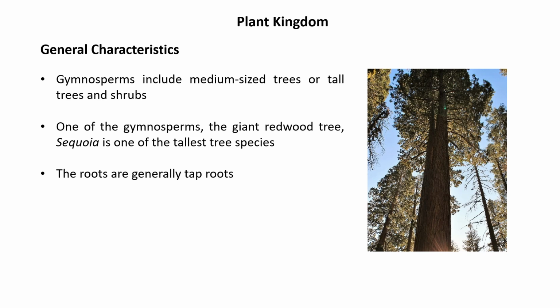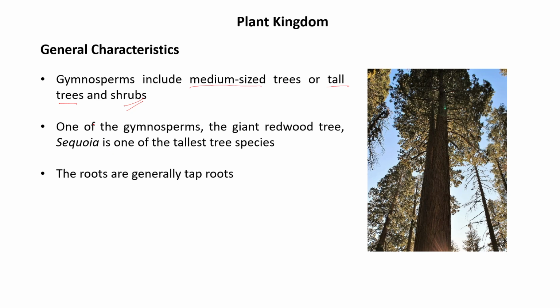So, gymnosperms include medium-sized trees, tall trees and shrubs. In this type of plant, we can see two different forms: they can be present in the form of shrubs, and they can also be present in the form of trees. Among trees, we can see medium-sized trees and tall trees.